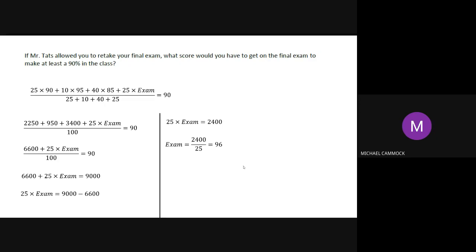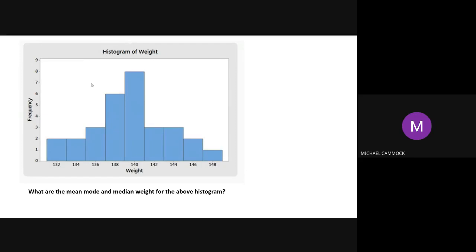All right. So that is what I wanted to go through with you today. I'm just going to briefly talk about the homework question. So you need to get a score of 96% to make 90% in the class. I'm going to give you a histogram like this with some weights this time. I think I gave you shoe sizes the last time. And ask for the mean, mode, and median for this histogram. I'll put this on the TeacherEase account later on. So if you just follow the video and see what we did, you should be able to find what the mean is, the mode is, and the median is for the above histogram.